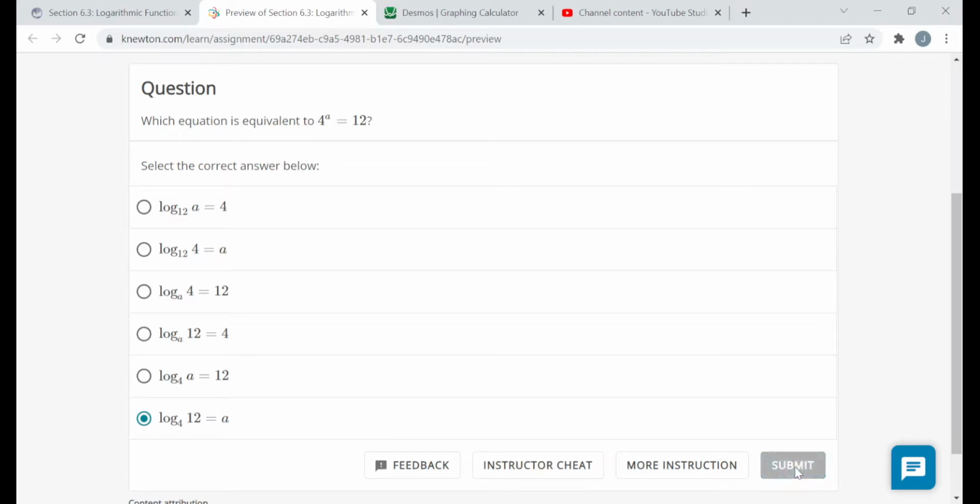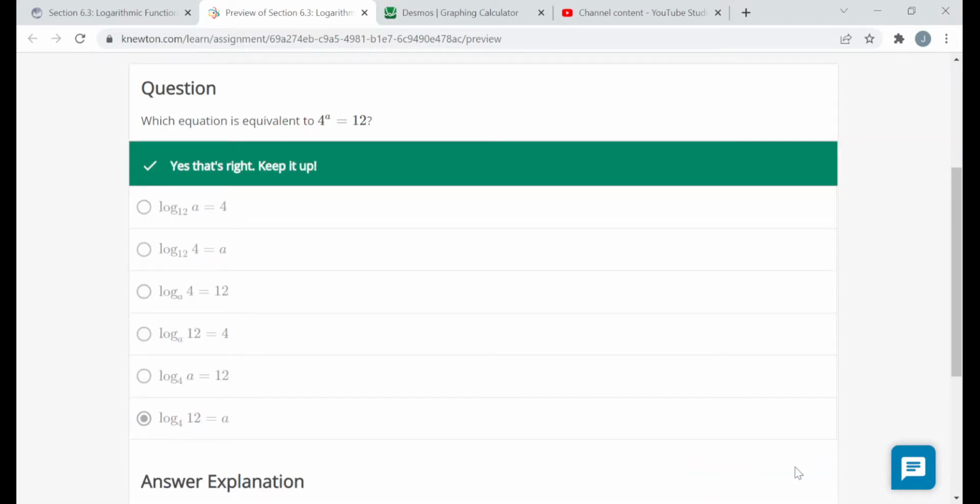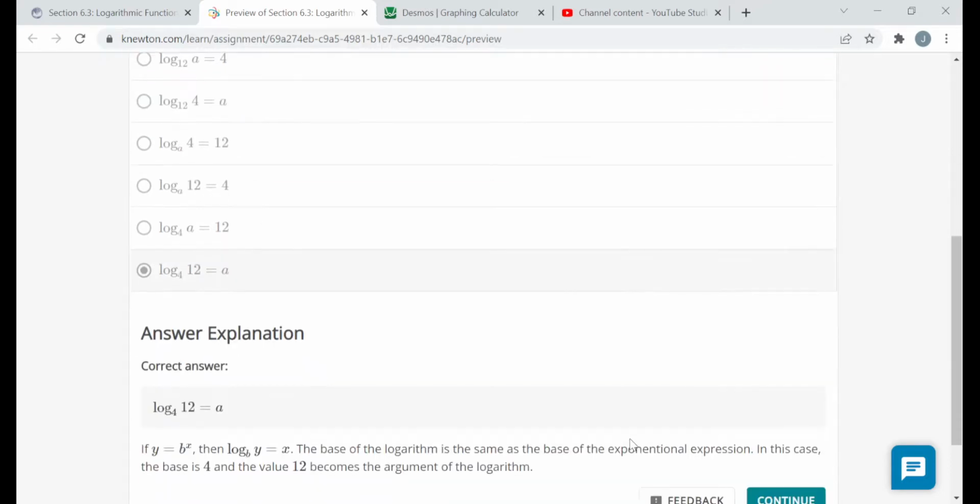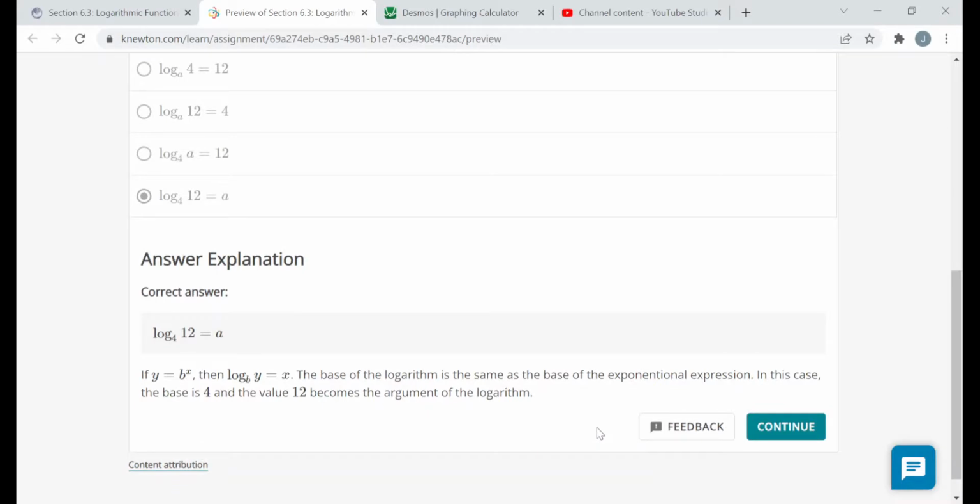It's the same equation. Then after you submit an answer, it'll tell you if you got it right or wrong, and then give you some sort of answer explanation. Please read through the answer explanations just to make sure you understand why something was right or wrong, and hopefully you can learn from your mistakes for future questions.